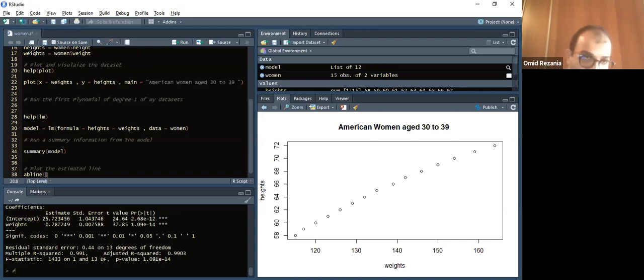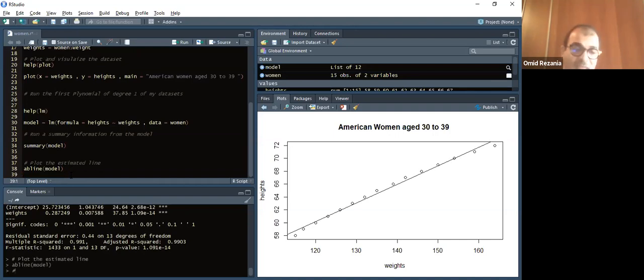And in order to draw it, you put in the model which you created, because the model contains the numerical value for your slope, which is a, and the numerical value for the intercept, which is b, which we derived here to be these two numbers: 25.72 for the intercept and 0.2872 for the slope. And when I do that, I'm just going to run this, execute it, abline, parentheses, model.